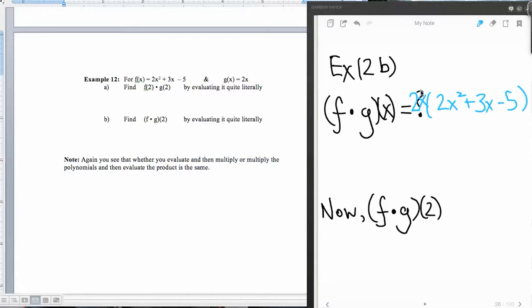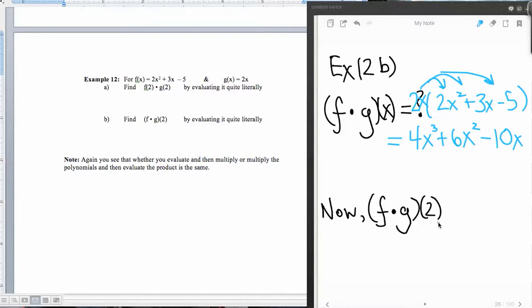And so that just, of course, says we're going to distribute this through just like that. So my f times g of x is 4x cubed plus 6x squared minus 10x. And that is my f times g of x function.